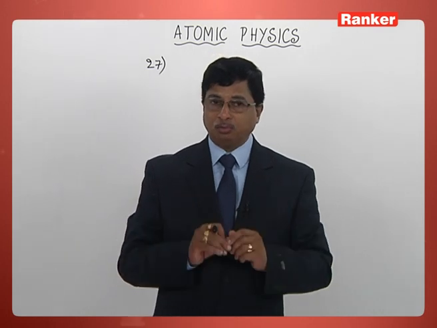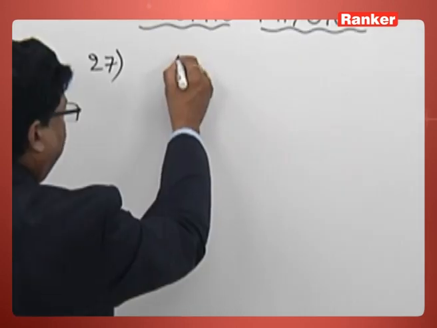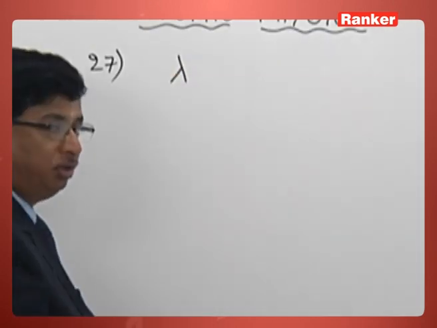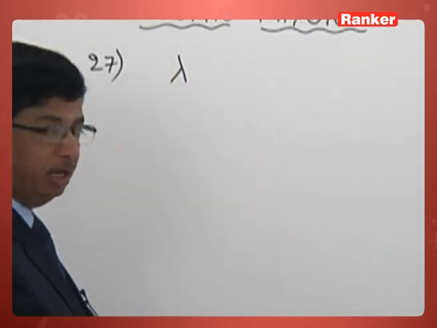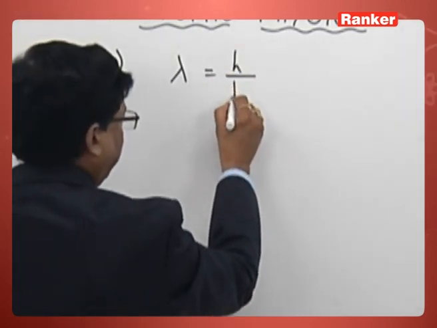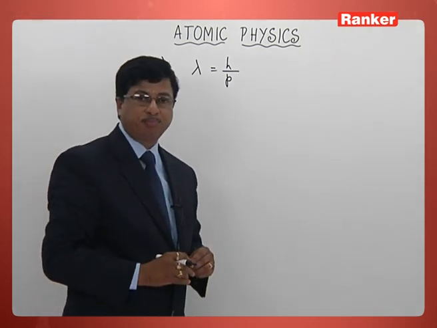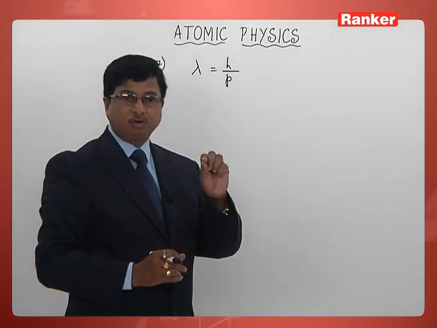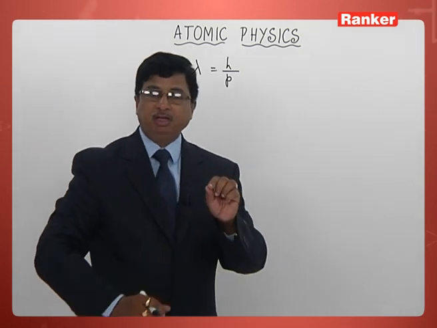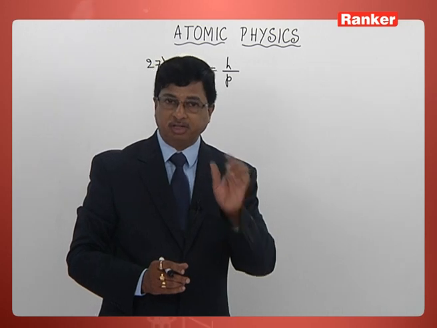We all know the formula for de Broglie wavelength lambda. If you recollect that formula, lambda is equal to h by p. That is the formula we have to take up, h being Planck's constant, p being the linear momentum of that particle considered there.